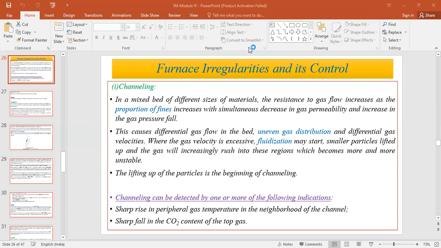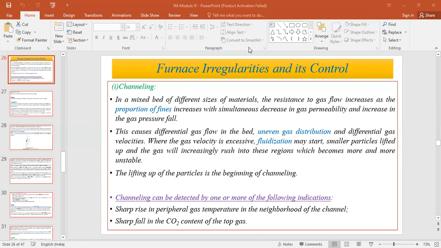So, because of the high resistance offered in the upward direction, the gases try to choose the path where there is low resistance to their flow. So that is nothing but the channeling. It means that instead of flowing uniformly across the horizontal cross section, the gas will flow only in one particular direction. Either it can be a peripheral flow or it can be a central flow. Okay. So this is called channeling.